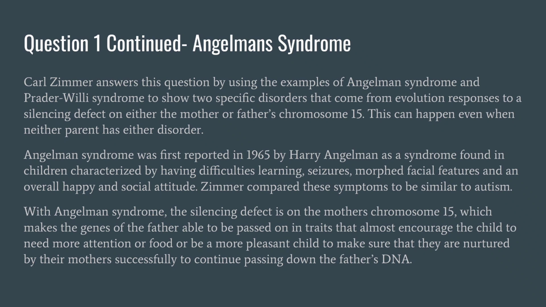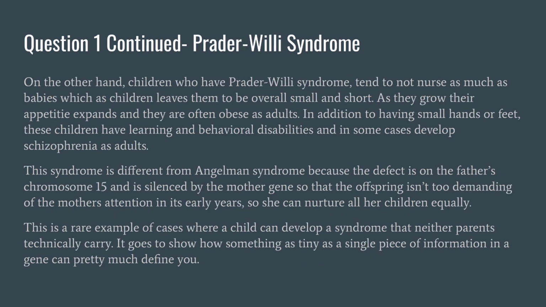With Angelman syndrome, the silencing defect is on the mother's chromosome 15, which makes the gene of the father able to be passed on in the form of traits that almost encourage the child to need more attention or food, or be a pleasant child to make sure that they are nurtured by their mother successfully to continue passing down the father's DNA.